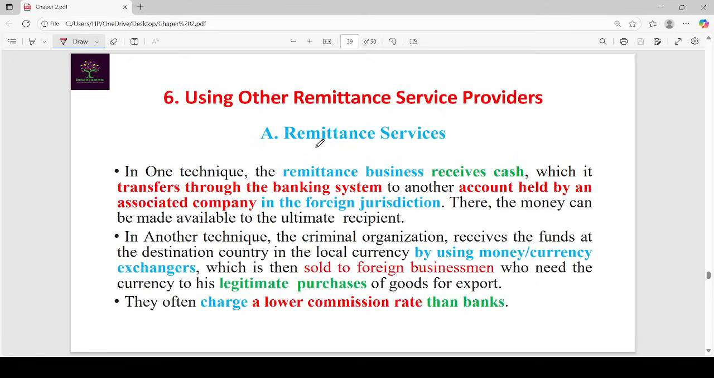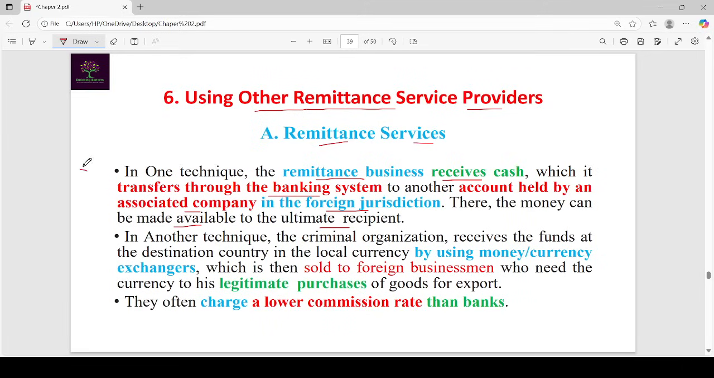Next method is remittance services under the category of other remittance service providers. This method has two approaches. In one approach, the remittance business receives cash, which it transfers through the banking system to another account held by an associated company in the foreign jurisdiction. There, the money can be made available to the ultimate recipient. So, let us see this with an example.